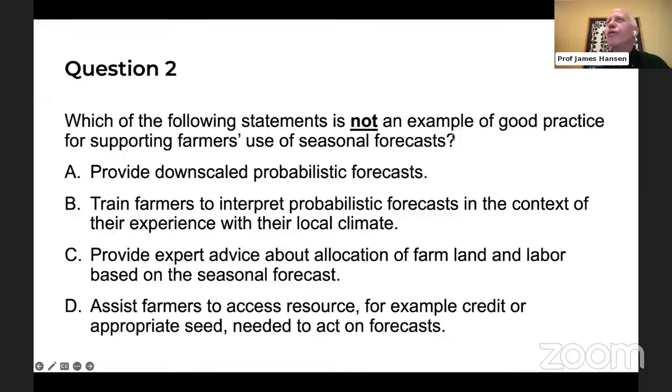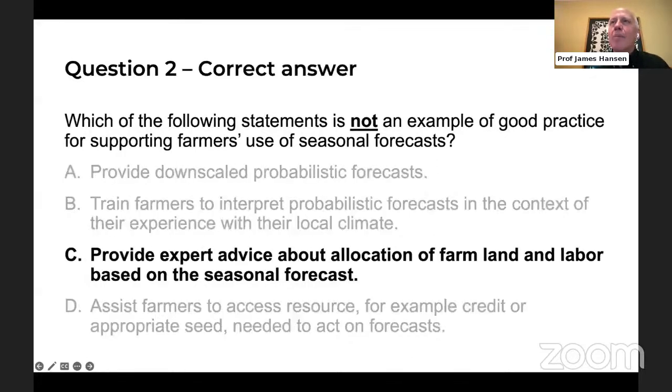Number 2, which of the following statements is not an example of good practice for supporting farmers' use of seasonal forecasts? The statement that is not a good example is C, providing expert advice about allocation of farm land and labor based on the seasonal forecast. I emphasize that those decisions are very sensitive to individual farmer circumstances. The other examples are good examples of good practice for supporting farmers' use of seasonal forecasts.